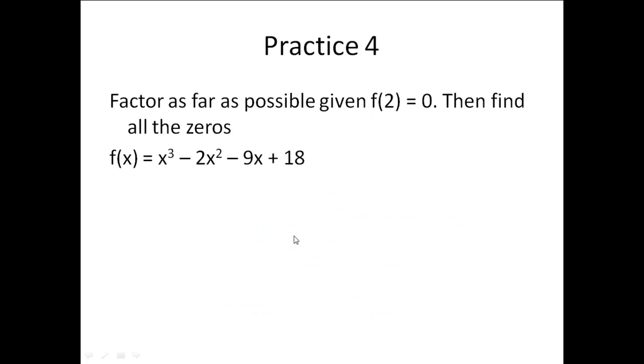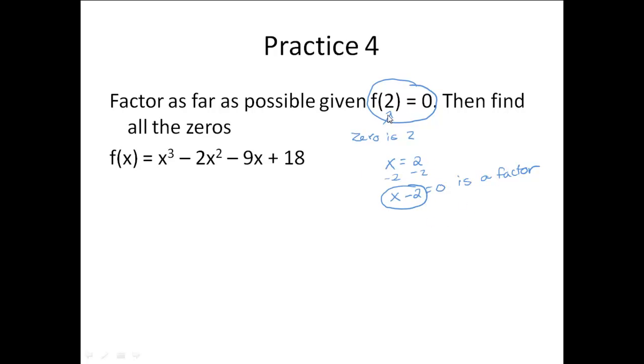Okay, here is another practice one. A little bit different here. It says factor as far as possible given that f of 2 is a 0. Then find all the zeros. What this is telling us is that we have a factor. When our 0 is 2, that means we have x equals 2. Well, I'm going to change that into a factor. I'm going to subtract 2 from both sides, and I'm going to end up with x minus 2 equals 0, and that's a factor. So x minus 2 is one of our factors.